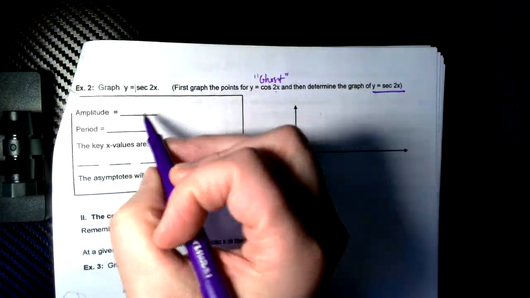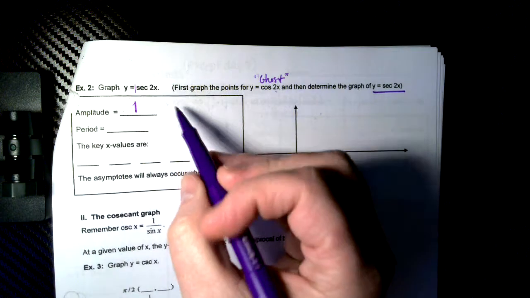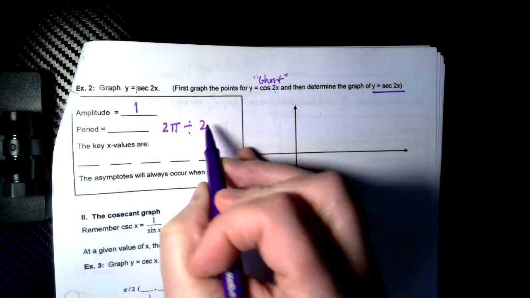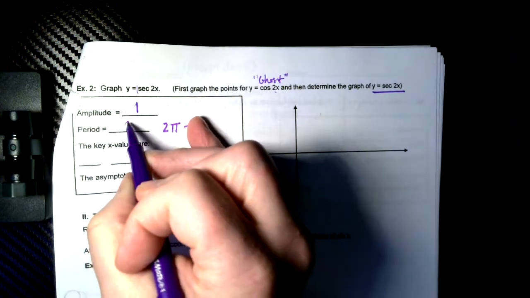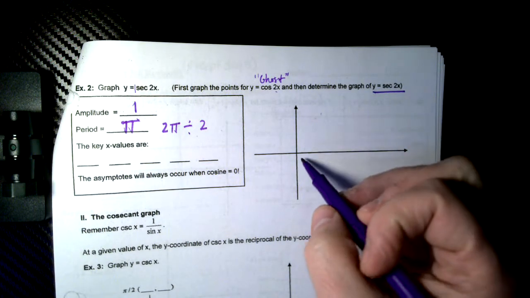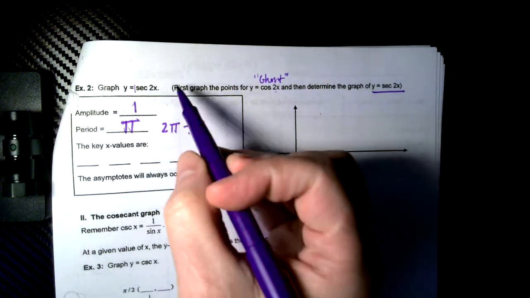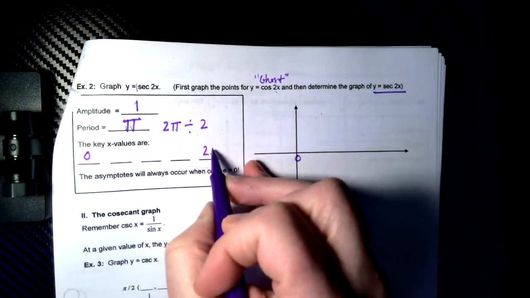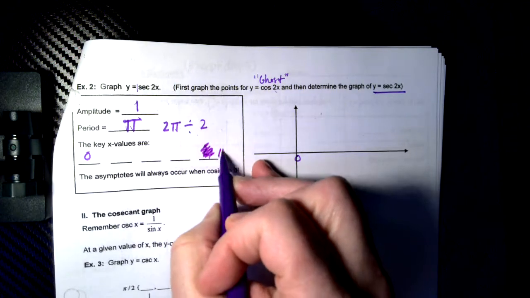My amplitude is 1. The period, you take the normal period, 2 pi, and you divide it by 2. So the period is equal to pi for this example. What are my key values? Well, it's still going to start at 0. We didn't shift it left or right. It's still going to start at 0, and it's going to end at pi, not 2 pi.